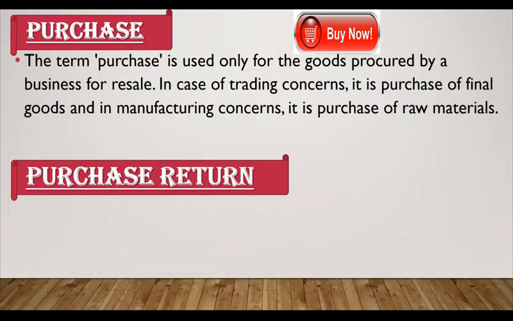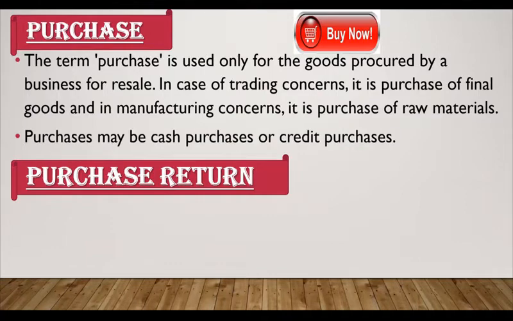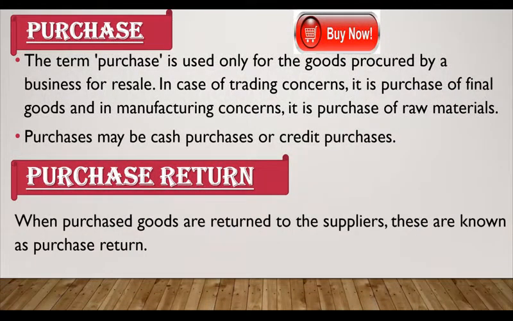In case of a trading concern, it is the purchase of the final goods, and if it is a manufacturing concern, then the raw materials will be treated as the purchase. Purchase may be cash purchase, and it can even be credit purchase. Here we have the next concept, that is purchase return.